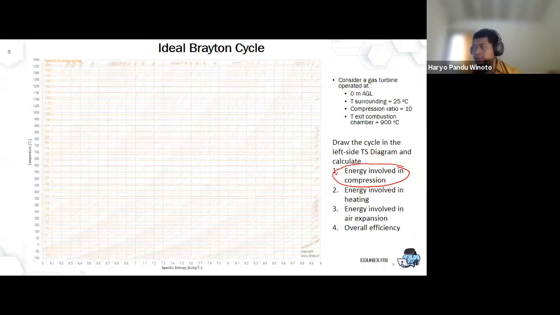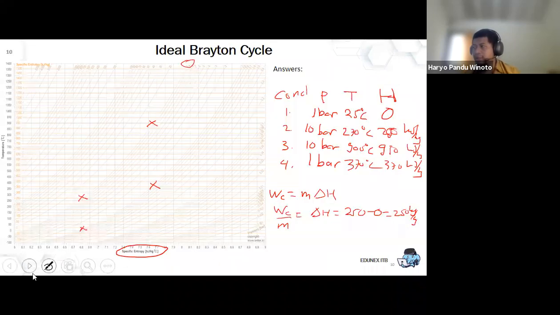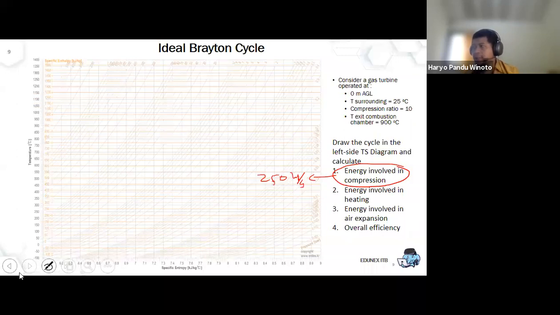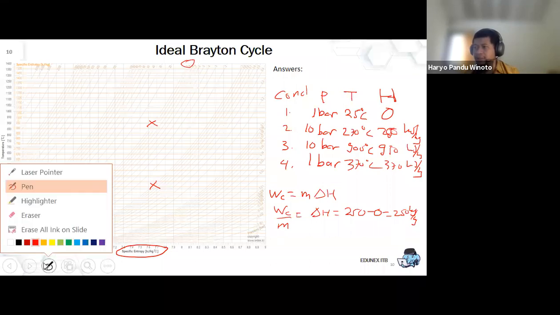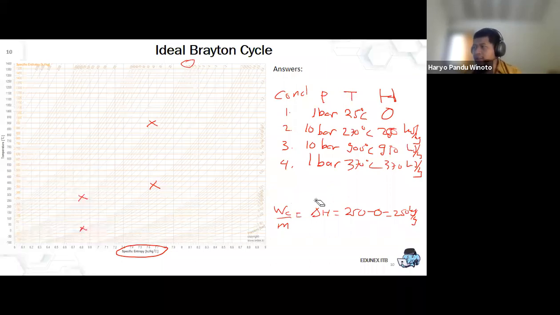So let's answer it here. 250 kilojoule per kilogram. Then what else? What is the other question? Energy involved in heating. Let's erase it. Q. It's always the same. m delta H.